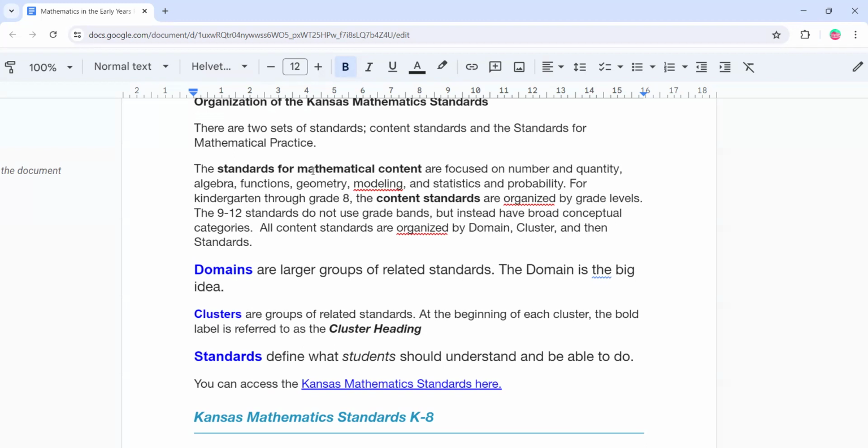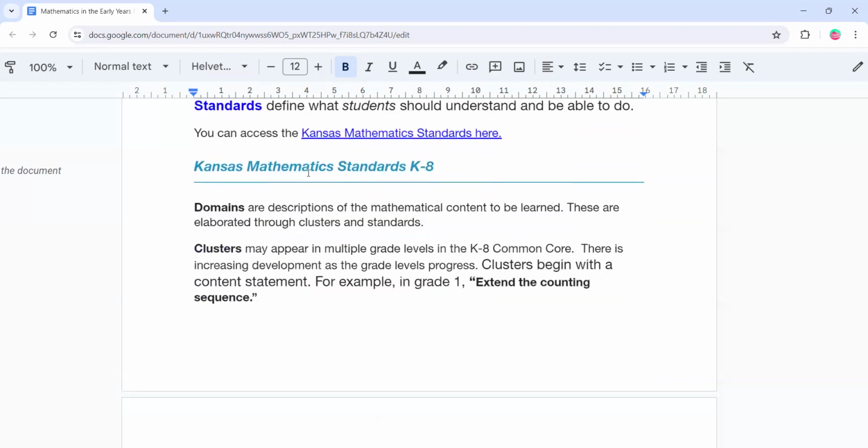So, yeah, the first category is domains. Under domain, there are a couple of clusters. Under each cluster, there are standards, a set of standards. Okay, the second set of standards under Kansas Mathematics Standards is the Kansas Mathematics Standards K-8.